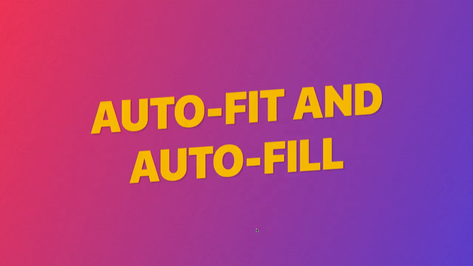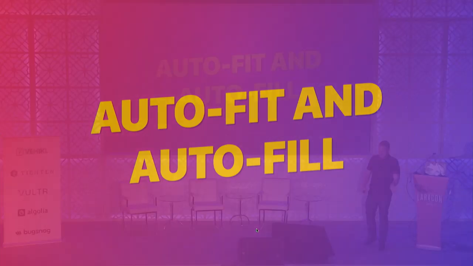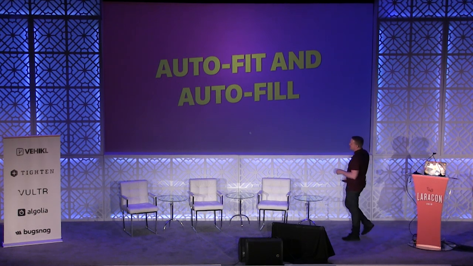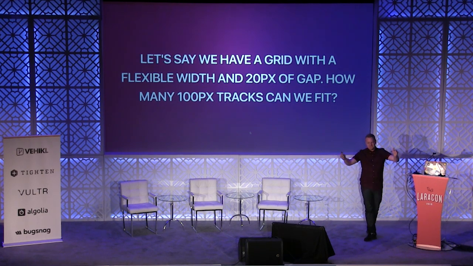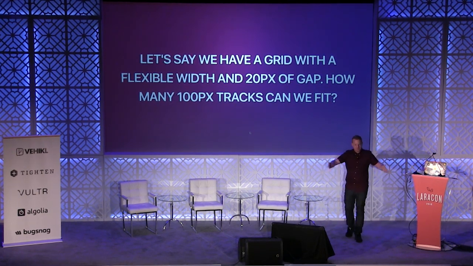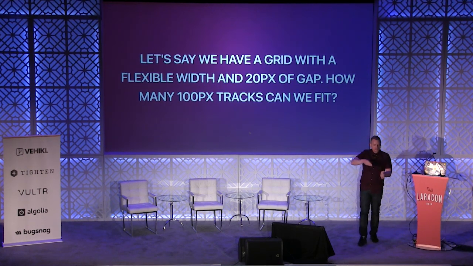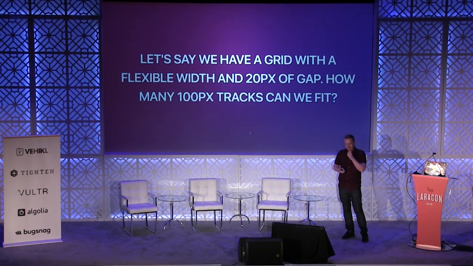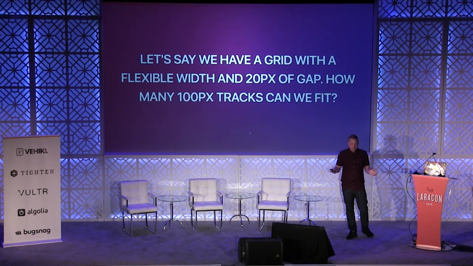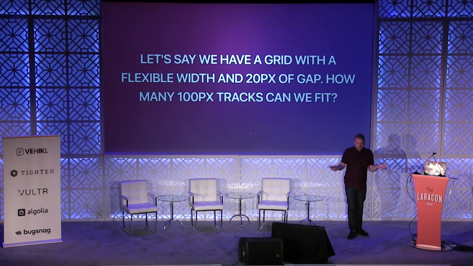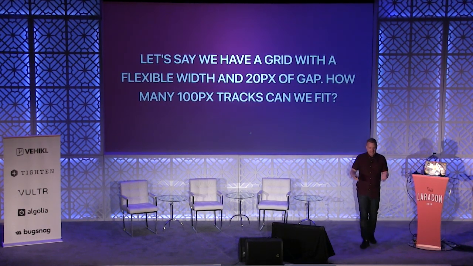So in grid, we've got these new keywords called autofit and autofill, and it's one of those ones where you'll never remember the difference. You'll just try one, and if it doesn't work, it's probably the other one. But I'll attempt to explain the difference to you. So let's say we've got a grid with a flexible width, like every browser ever made. And you've got 20 px of grid gap in between every single track that you have. And the question is, how many 100 pixel tracks can you fit? And the answer to that is, I don't know, depends on how wide it is, right? As many as we want, right?